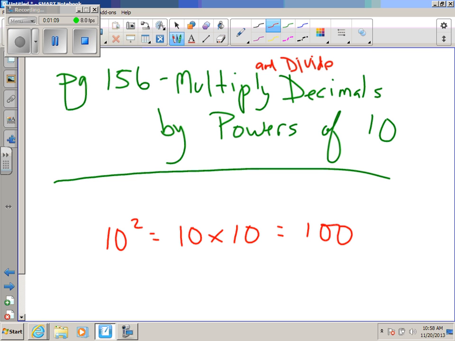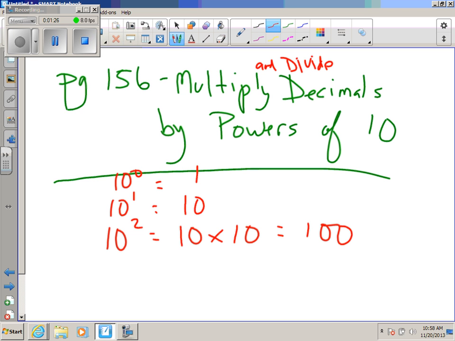What's 10 to the first? There's just one 10, therefore it's just 10. 10 to the 0 power, not 0, just 1.